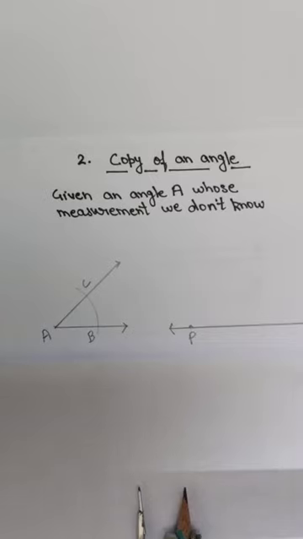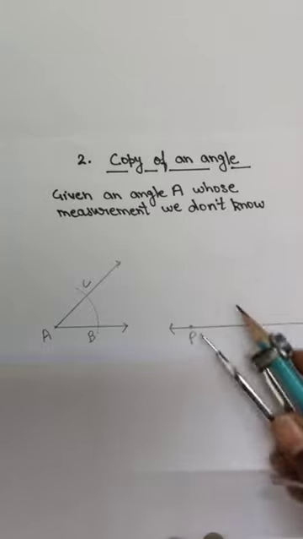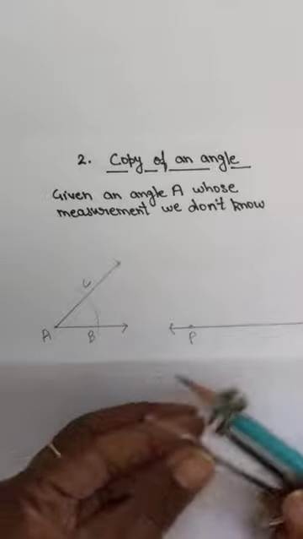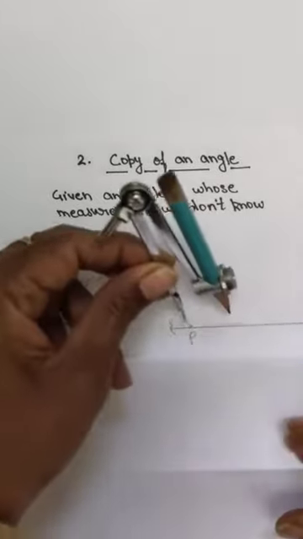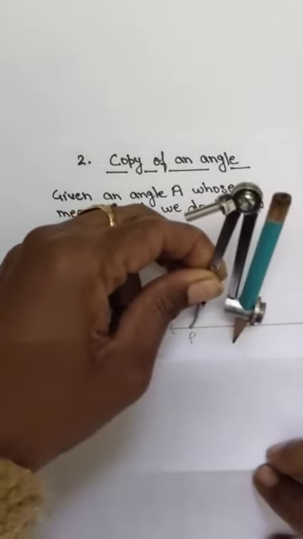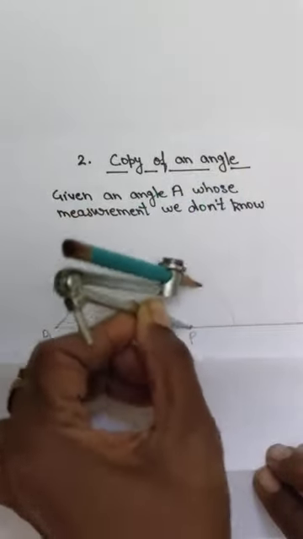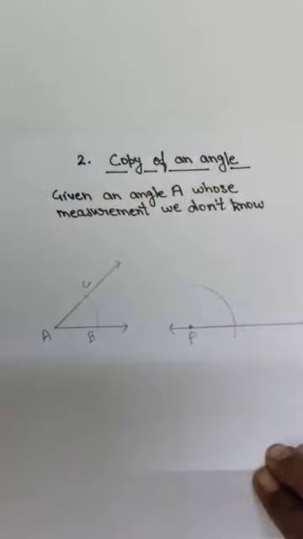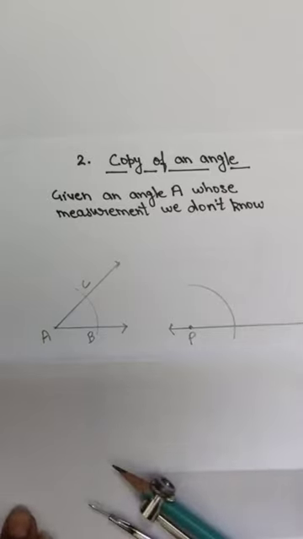Now from P, using the same compass, see, I have not disturbed the compass. Place the same compass on point P and draw one arc in the same way, which cuts line L at Q. Like this. Same measurement I have taken, which cuts line L at Q.